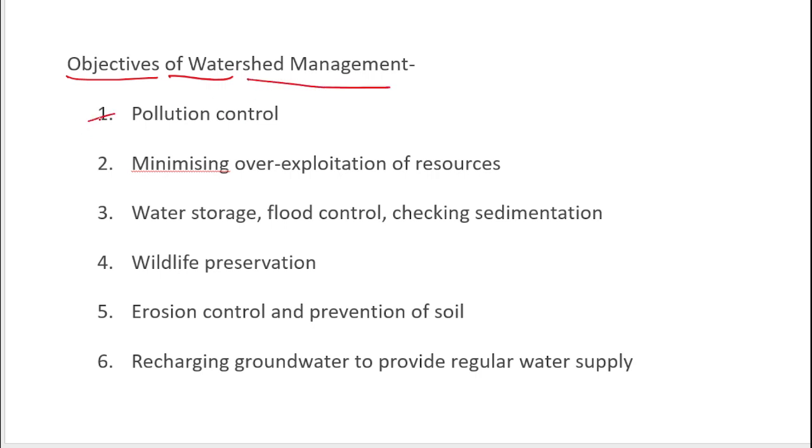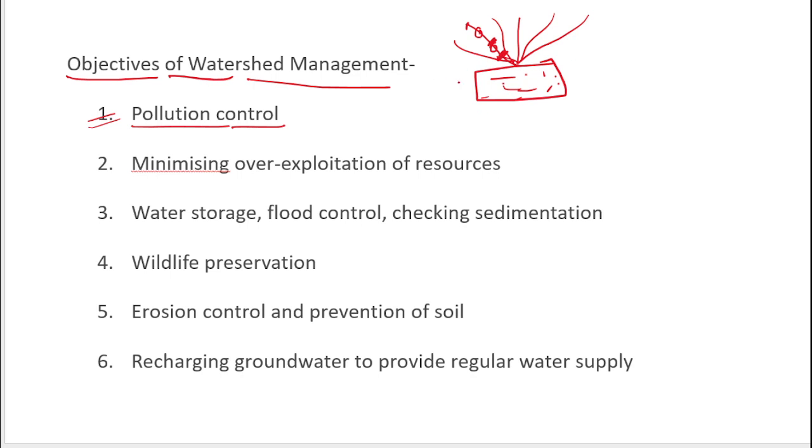First of all, to control pollution, pollution control. What happens? If there are many areas in a catchment, like many rivers, and one river is polluted, it will make the whole outlet polluted. So if we can control the pollution in this river, the whole outlet will be safe from pollution. So it helps in pollution control.